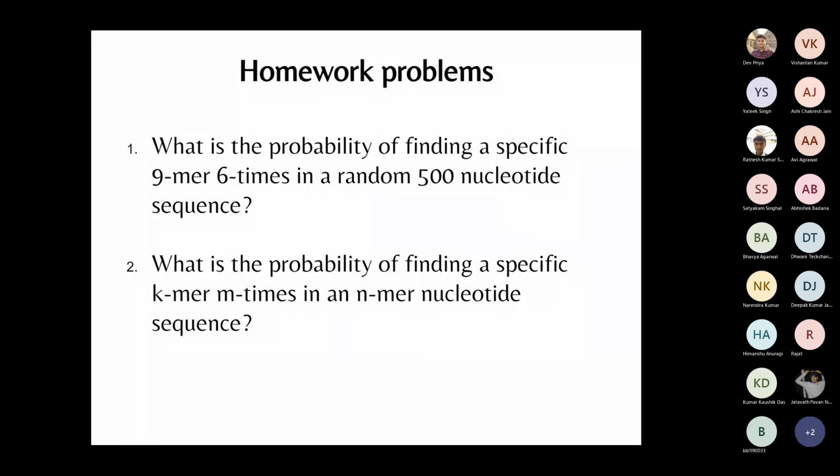So I would stop the lecture today, and I will give you the homework problem: what is the probability of finding a specific 9-mer six times in a random 500 nucleotide sequence? And consequently, if you can solve that problem, what is the probability of finding a specific k-mer m times in an n-nucleotide sequence? This is a combinatorics problem, something you can solve with the tools that you were given in school.